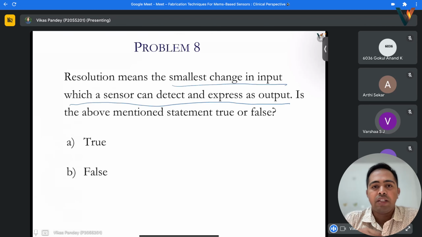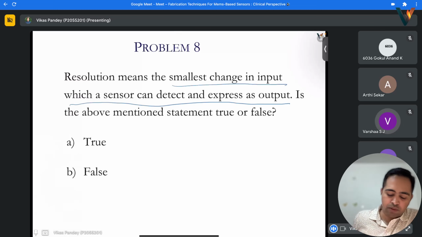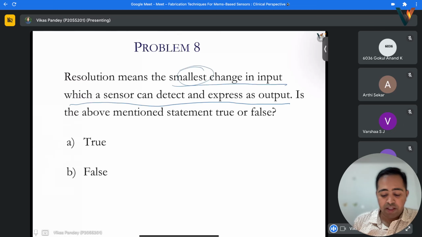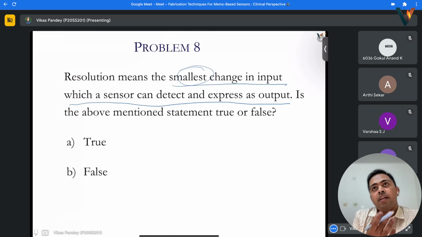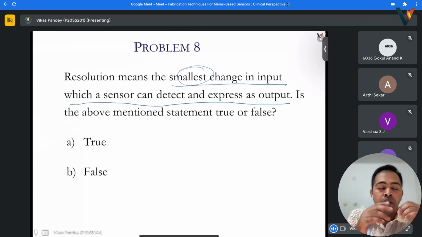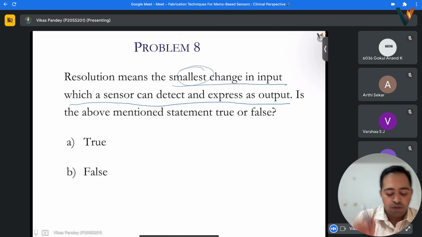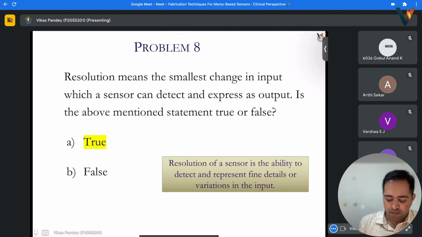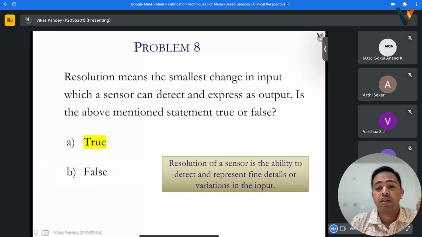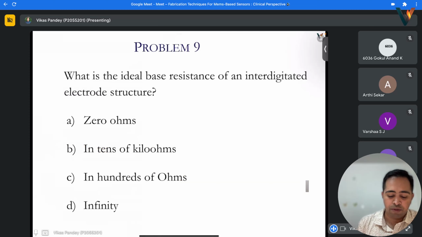True. Because we have already seen the minimum change we can detect is known as resolution. It is showing as the smallest change in input that can be expressed as output. Sometimes it can detect, but the output is very, very small that we cannot read. So in this case, the resolution is above it. So the smallest change which we can easily detect is known as resolution, and it is true. Resolution is the ability to detect and represent fine details or variations in the input.